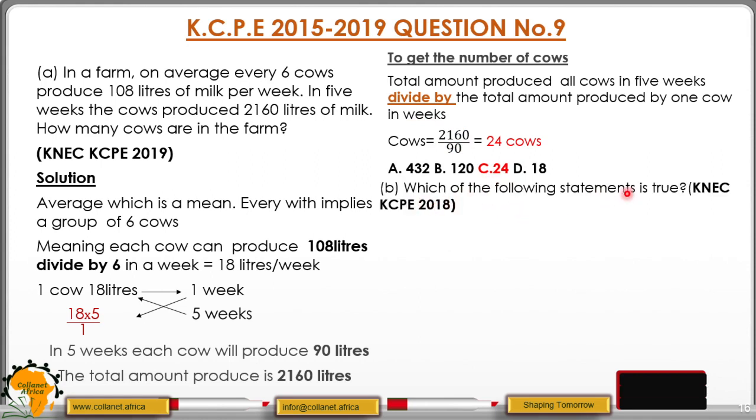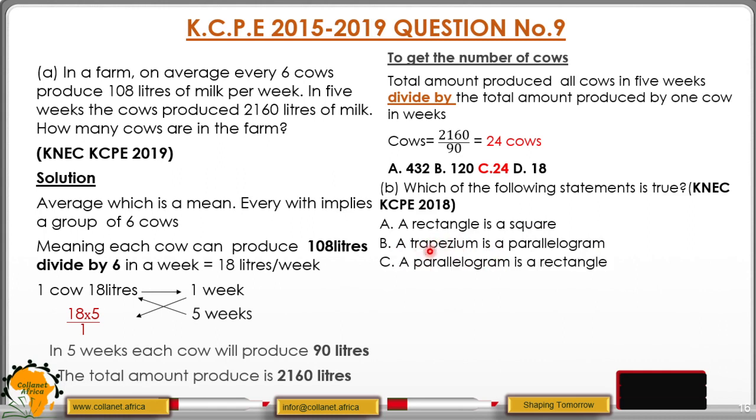Which of the following statements is true? This is 2018 KCPE. A rectangle is a square: this is not true. A trapezium is a parallelogram: no, a trapezium has 2 sides that are not parallel. A parallelogram is a rectangle, and then we have a rhombus is a parallelogram. So the correct answer is D: a rhombus is a parallelogram.